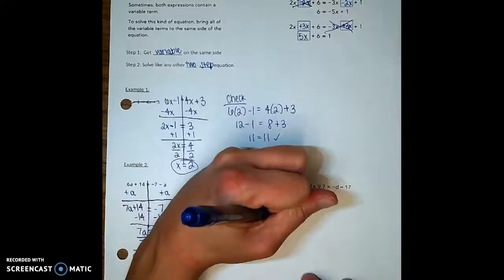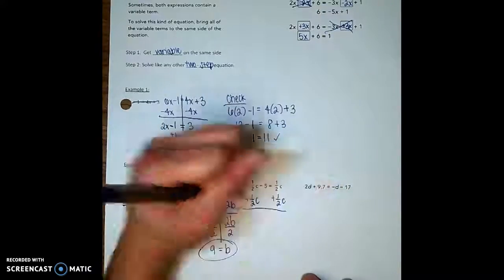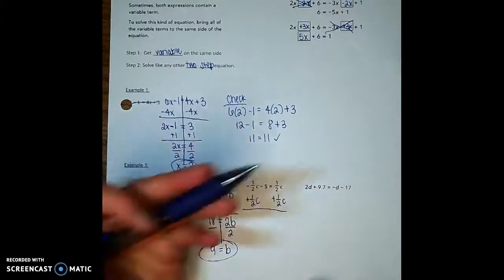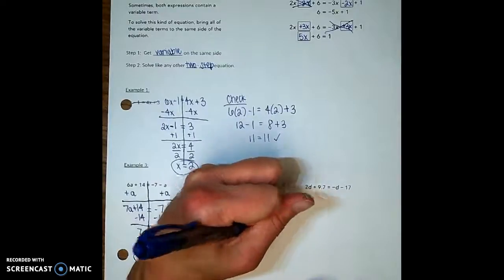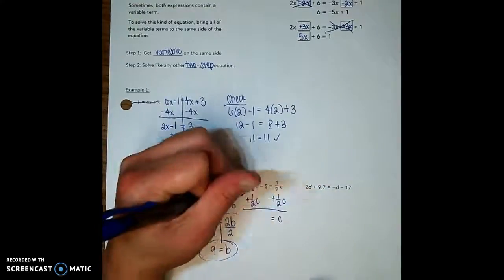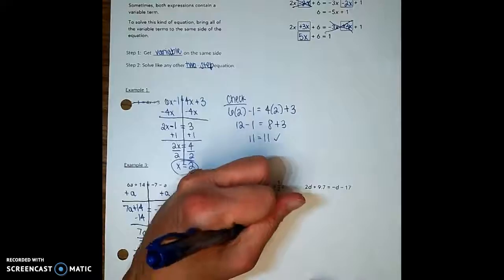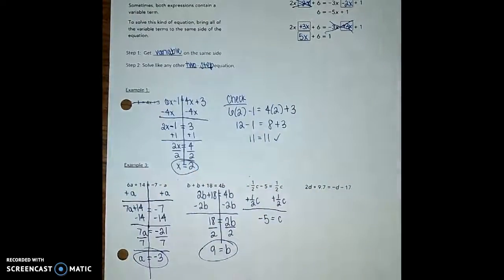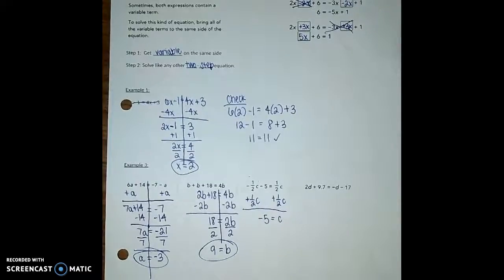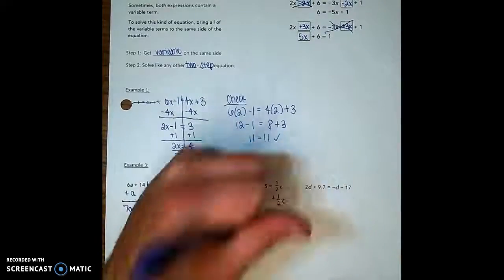Now think about this, what 1/2 c plus 1/2 c would give you. A half plus a half gives you a whole, so that would be 1c. So I can just write that as c. And then all that I have left now on the left side is negative 5. So this actually was just a one-step equation where I had to get my variables on the same side. So I get negative 5 equals c, and I'm finished.